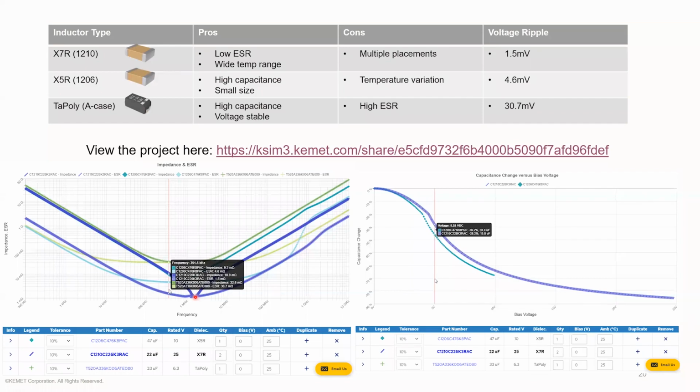Our next question is from Paul. Thank you, Paul, for sending us your question. His question says, can you say a few words about the aging effects on metal composite inductors, usually related to organic binding agents?